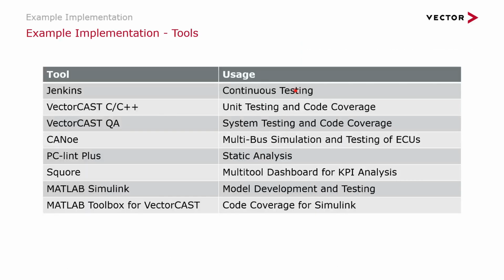Now let's look at this in some real world examples. So in this case, we're going to be having some tools available to us. So we'll use Jenkins as our continuous test machine. VectorCast C++ will be our unit and code coverage. VectorCast QA will be used for code coverage and system testing. CANoe is our multi-bus simulation and testing tool for ECUs. PC-lint will be our static analysis tool. Score, which is that multi-tool dashboard KPI analysis platform. MATLAB Simulink for model development and testing. And then for code coverage on those Simulink models in SIL and PIL mode, in processor in the loop and software in the loop, we'll use the MATLAB toolbox for VectorCast.